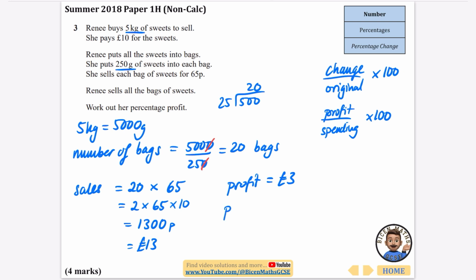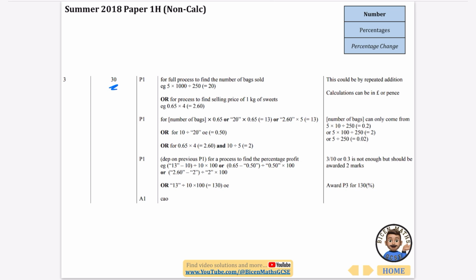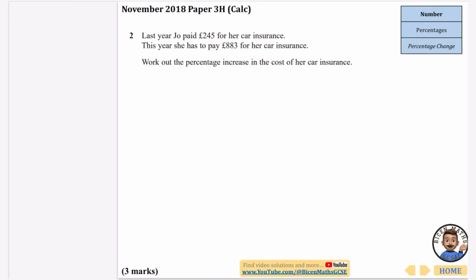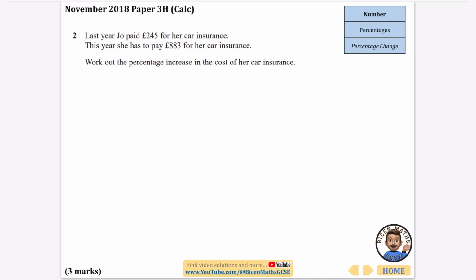So this means that her percentage profit was going to be the amount of profit that she made, which was 3, the amount that she spent, which was 10, and timesing that by 100. So that's 300 divided by 10, which is 30% for her percentage profit that we've got there. Let's check that's the right answer. Yep, it is 30%.